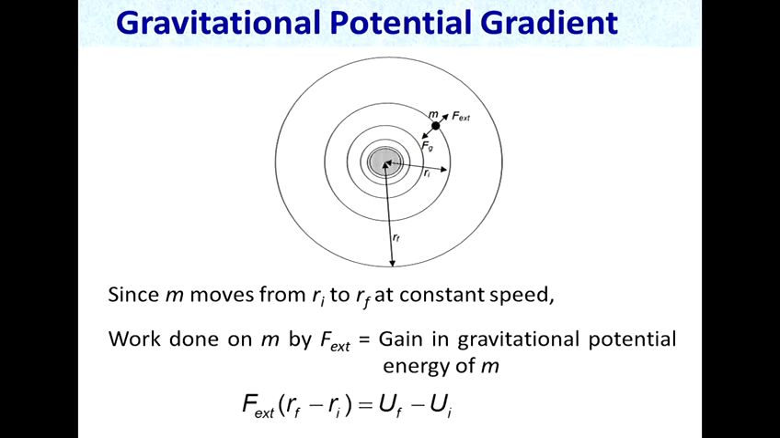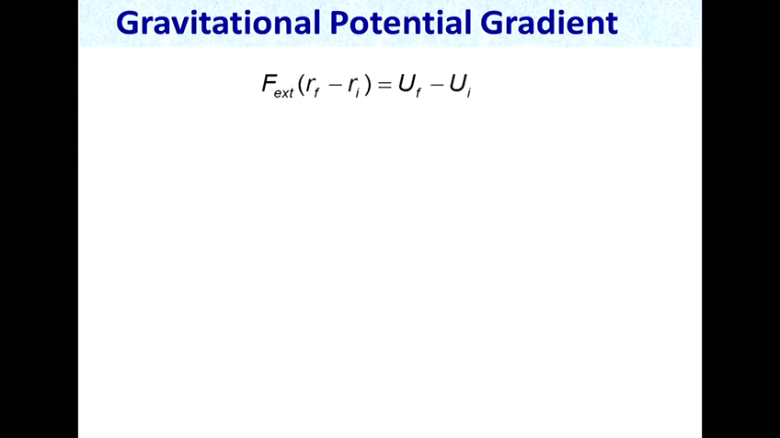Because it's a constant force, I can say it's force times displacement. If this external force is not constant, then to find work done, you need to do integration, which we will not do at this level. So you take it to be a constant force because you are moving through a small distance. So force times the displacement, which is r_f minus r_i, equals the change in gravitational potential energy. In this case, the change is a positive change. The mass gains GPE. The subtraction, I can write as delta r. So external force times delta r equals delta U, the change in GPE.